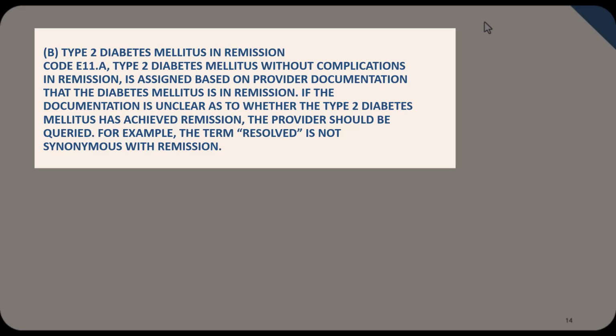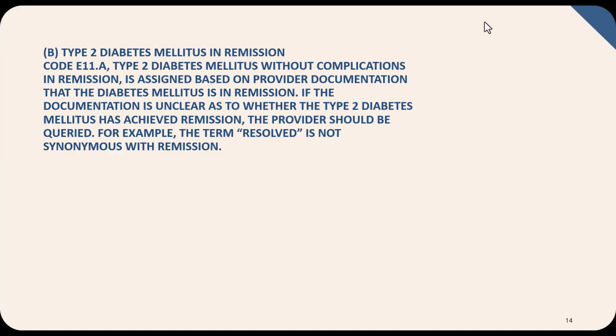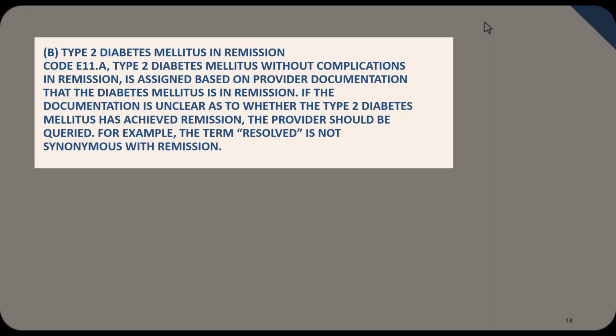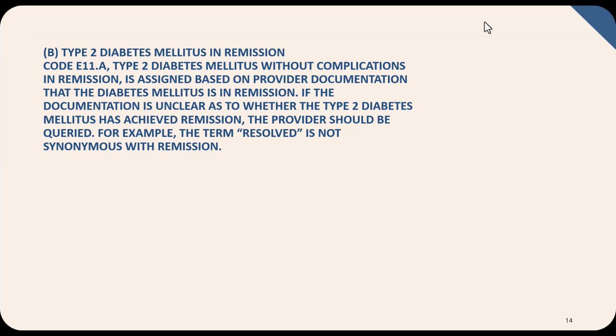Can type 1 ever be in remission? No, afraid not. Remember, type 1 is autoimmune. More than likely, the pancreas isn't producing any insulin or very little insulin. So there's going to be no remission there. It's just not producing. Type 2 is insulin resistance. So it is possible for the reversal or the remission. Code E11.A, type 2 diabetes mellitus without complications in remission. So this is a new one, and it's actually nice, in my opinion.